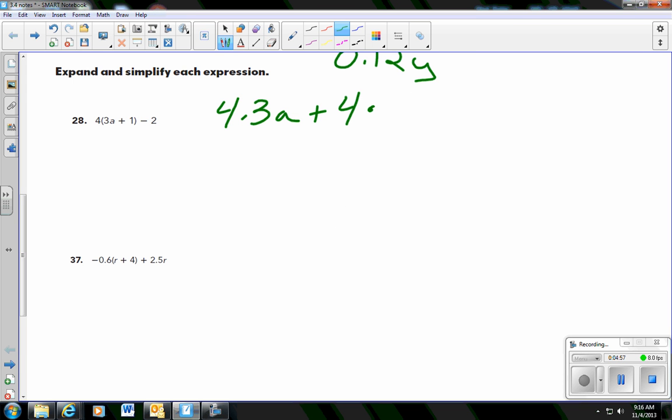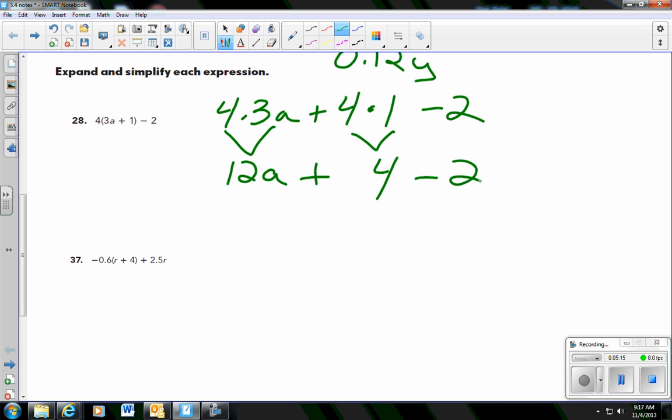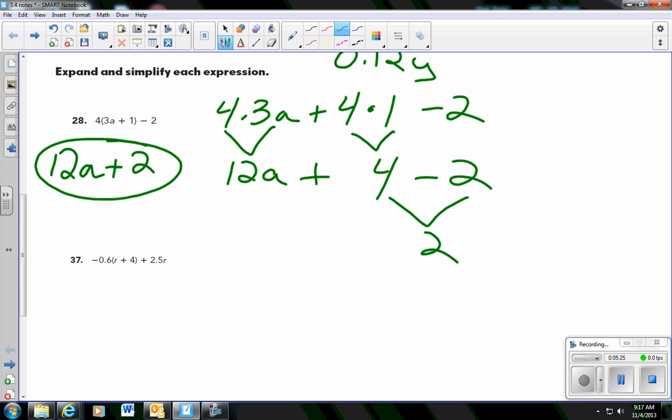4 times 1 minus the 2. So we do our multiplying here. 4 times the 3a would give us 12a. 4 times the 1 would give us 4. And then we've got the minus 2 there. So it's positive 4 and then minus the 2. So 12a has no like terms, so it stays 12a. And then 4 minus 2 would give us positive 2, so plus 2. 12a plus 2.